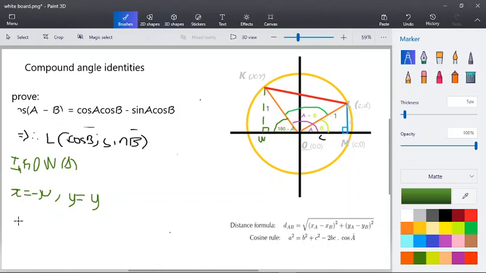I hate talking. Let's do it. Sine. First and foremost is sine. If you've watched the first tutorials, you understand what I'm doing.